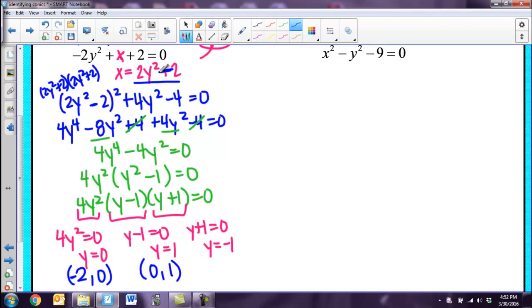If I plug in negative 1, the same thing's going to happen. Negative 1 quantity squared is going to get you 1, so I'd have my other point at 0, negative 1. The hardest part about these is that you pop out a y instead of an x, so you have to watch what you're plugging back in order to find those points. The other thing is, if you couldn't get this to factor, you'd have to use the quadratic formula or another method in order to solve it to find those exact values.